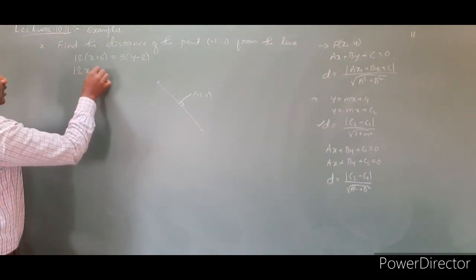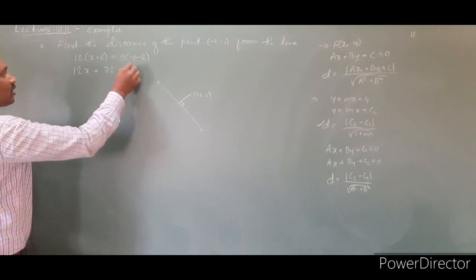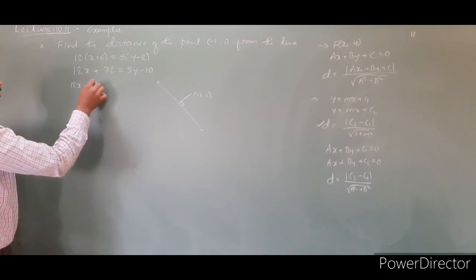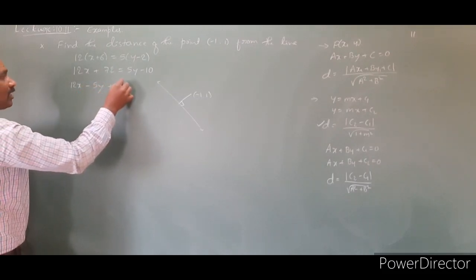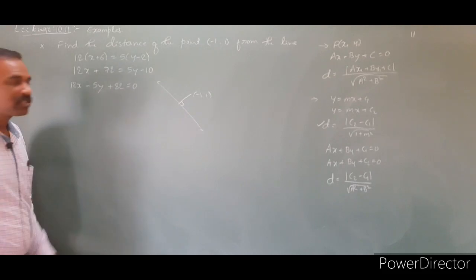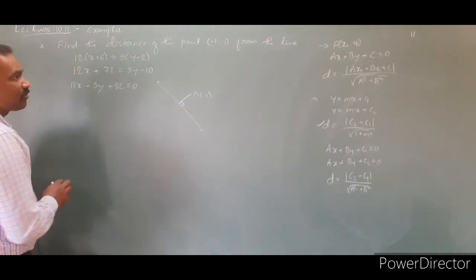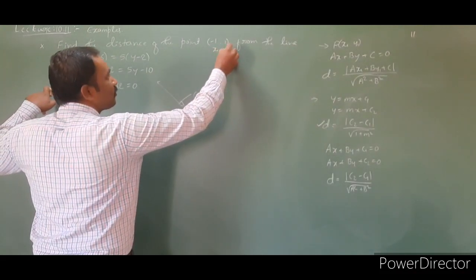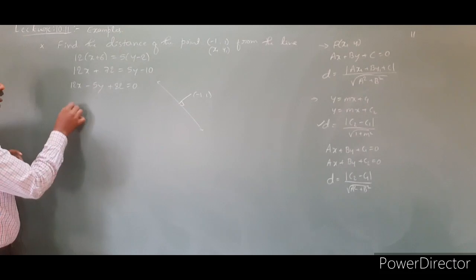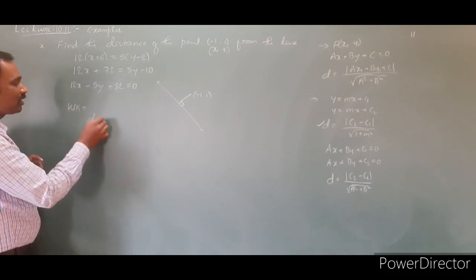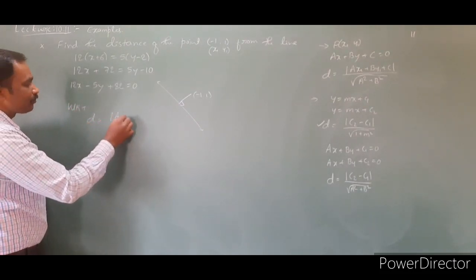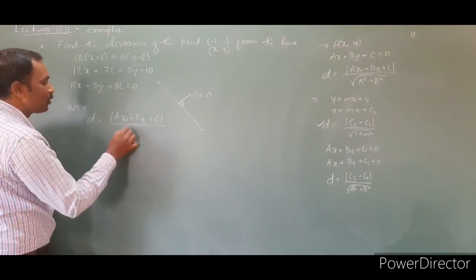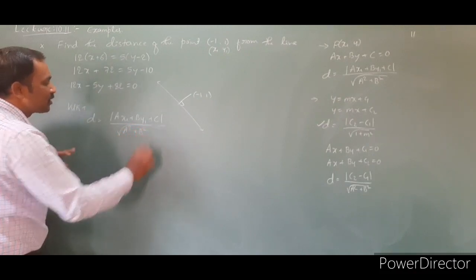What will we get? 12x plus 72 is equal to 5y minus 10. Take all the terms to the left-hand side: 12x minus 5y plus 82 is equal to 0. Nothing is common, so keep it as it is. This is the line equation ax plus by plus c is equal to 0. And the point given, x1 comma y1, is minus 1 comma 1. So we know the formula: d is equal to mod of ax1 plus by1 plus c divided by root of a square plus b square.